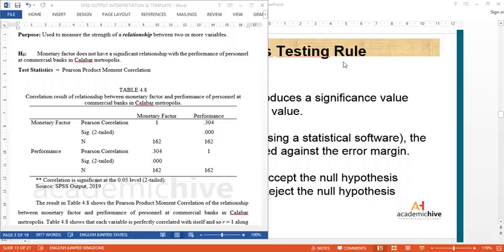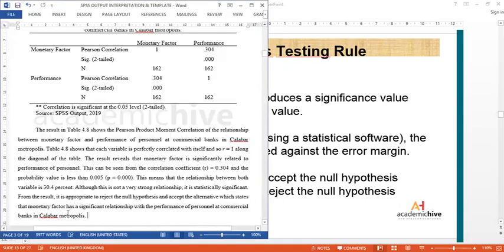Great. Priscilla says something in chat. She now says, we are now concluding that monetary factors have a significant relationship. You're very correct. So is that what the researcher said at the end of the day? Let's see. From the result, it is appropriate to reject the null hypothesis and accept the alternative, which states that monetary factor has a significant relationship with.